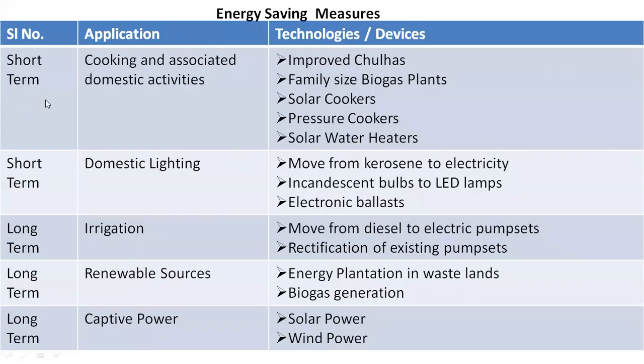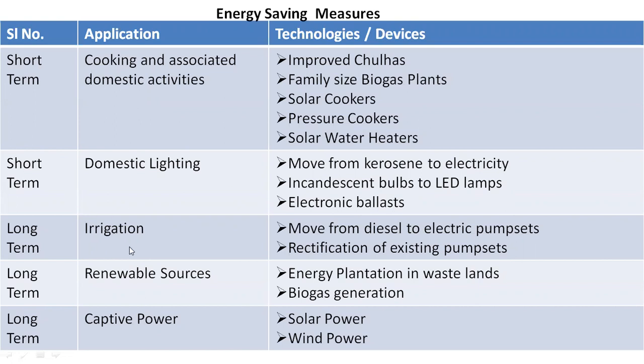You can always say short-term, say cooking, and for this particular problem which we have identified, cooking and associated domestic activities, you can go for improved stoves, smokeless stoves, family-sized biogas plants, solar cookers, pressure cookers, solar hot water, and all these are the short-term measures. Then another short-term measure in light, in domestic lighting, moving from kerosene to electricity, replacing incandescent lamps with LED lamps and electronic ballast for the tube lights, if you already have.